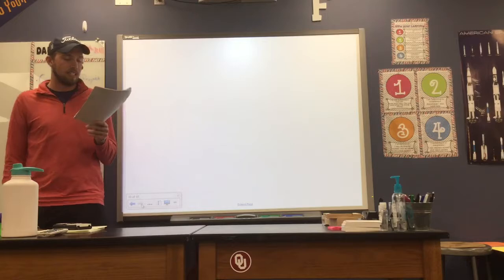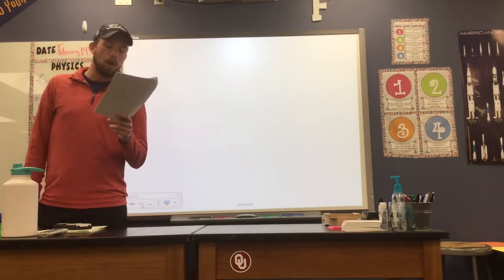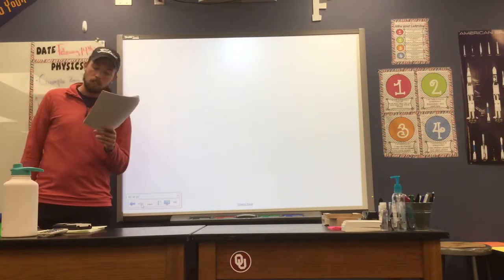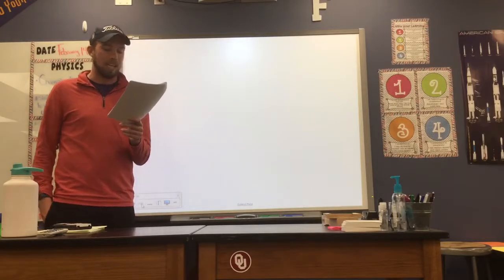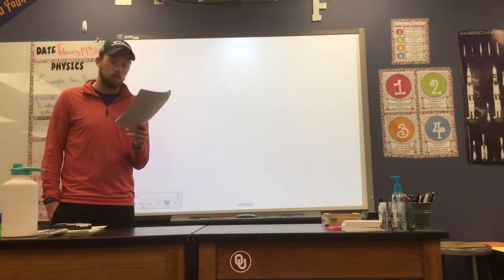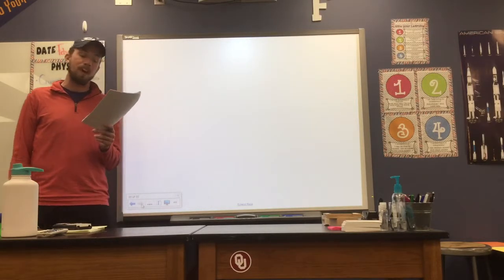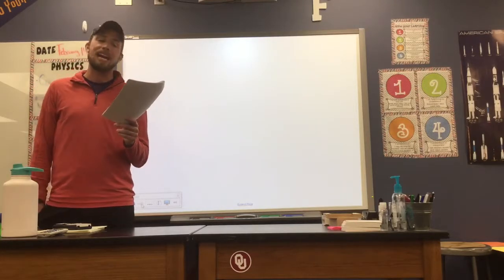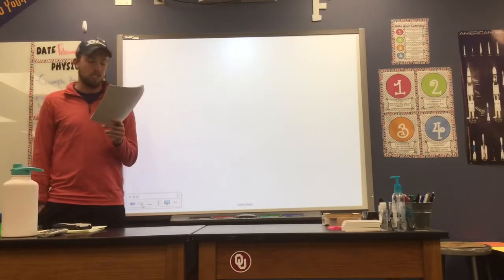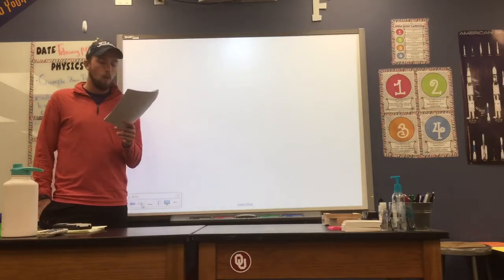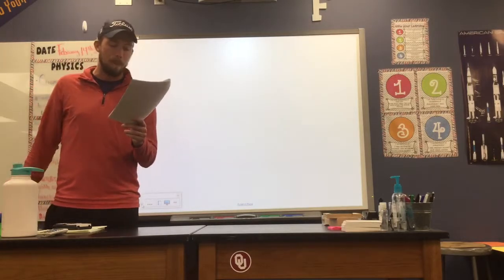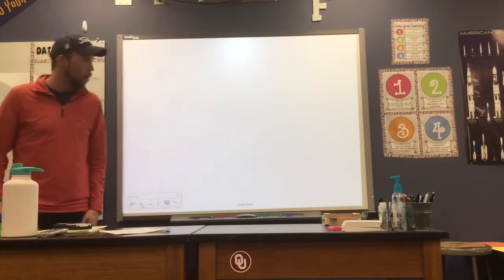So the problem statement reads as this. A 0.52 kilogram softball is pitched at a speed of 15 meters per second. The batter hits it back directly at the pitcher at a speed of 25 meters per second. The bat acts on the ball for 0.014 seconds. What is the magnitude of the impulse imparted by the bat to the ball?